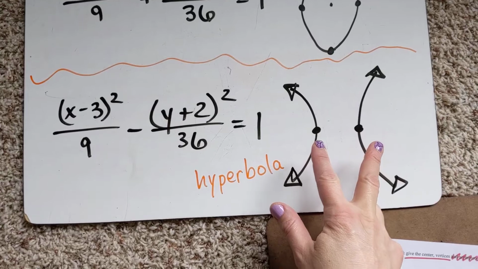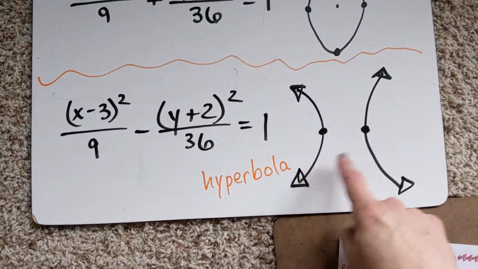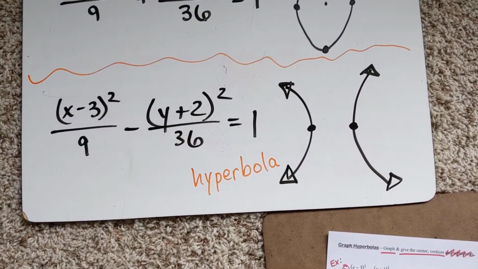And sometimes they'll be like this. We would say that's on the x-axis facing out. Or they might be a curve on the top and bottom, so on the y-axis facing out.